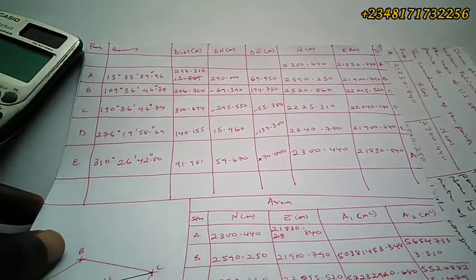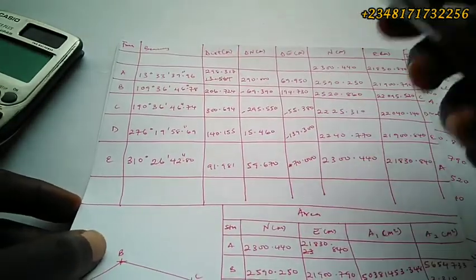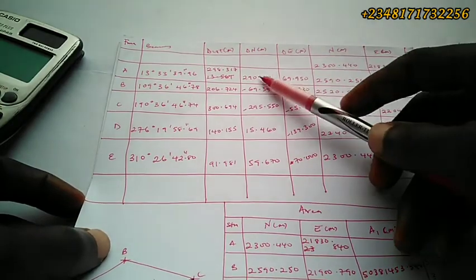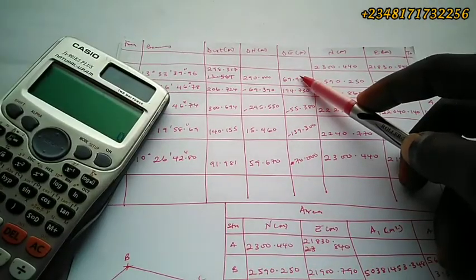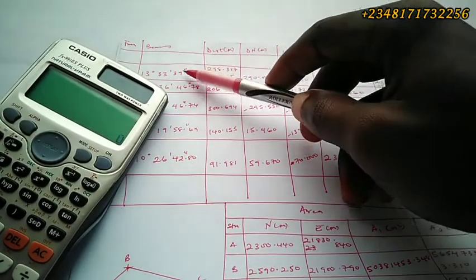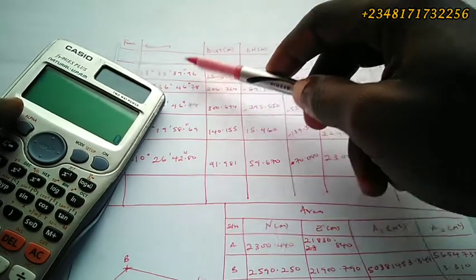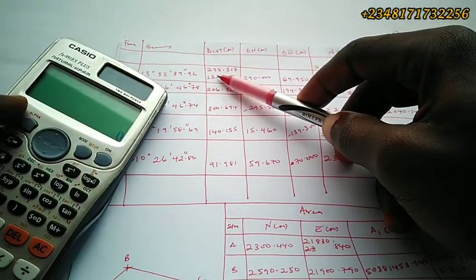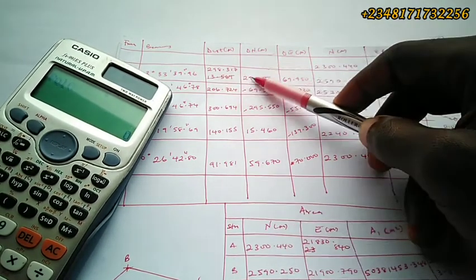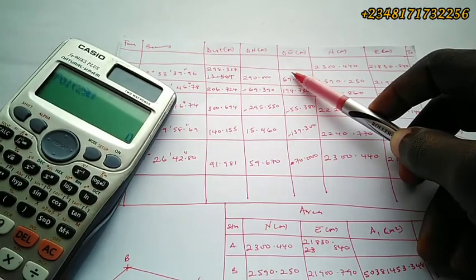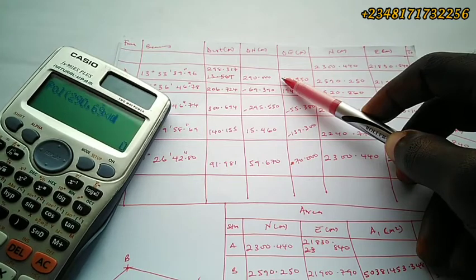Having explained that, by the time you get your delta northern and delta eastern, on your calculator we have Rec and Pol. Since we are looking for distance and bearing, we are going to use Pol. So we press shift minus, then the Pol comes out. Your delta northern is 290, your delta eastern is 69.950.